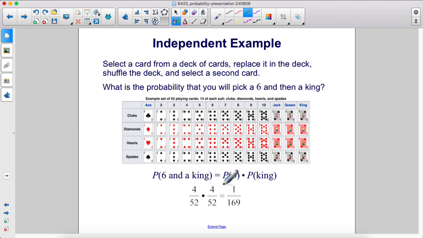So we're going to multiply the probability of picking a 6 times the probability of picking a king. As you can see here, there's 4 6s in a deck of 52 cards. So the odds of picking a 6 are 4 out of 52. Then a king. Because we replaced the card back, there's still 52 cards in the deck. So this denominator is still 52. And there are 4 possible kings. Therefore, we're going to have 4 over 52 times 4 over 52, giving us a probability of 1 over 169.